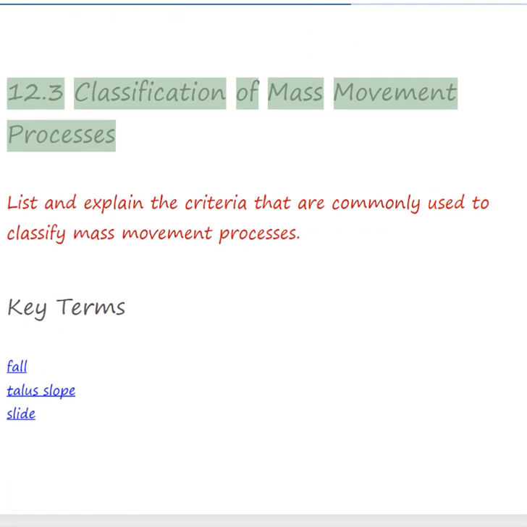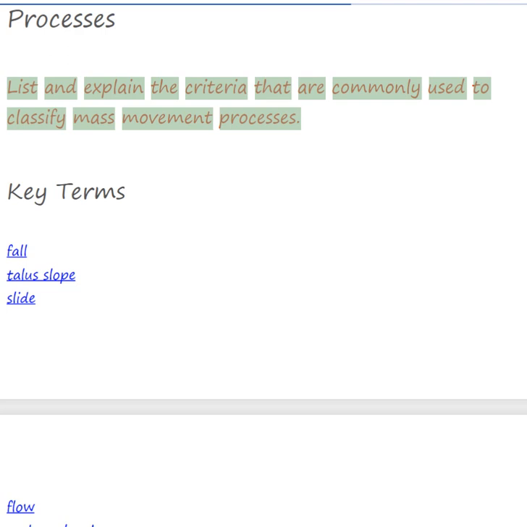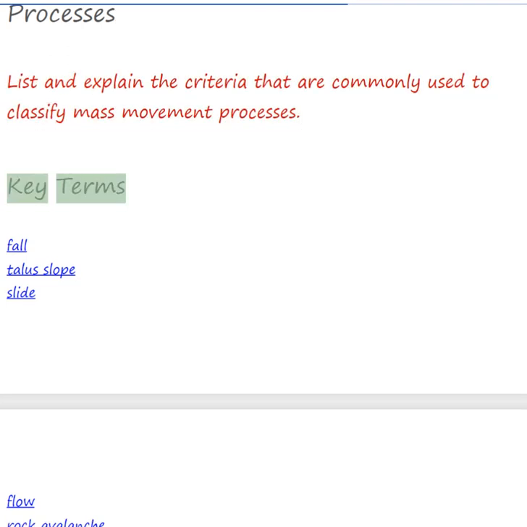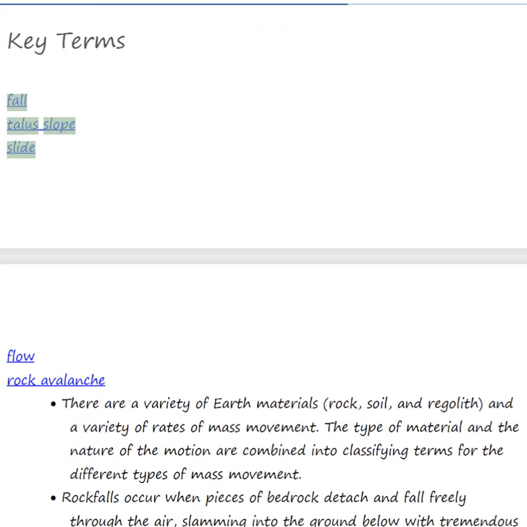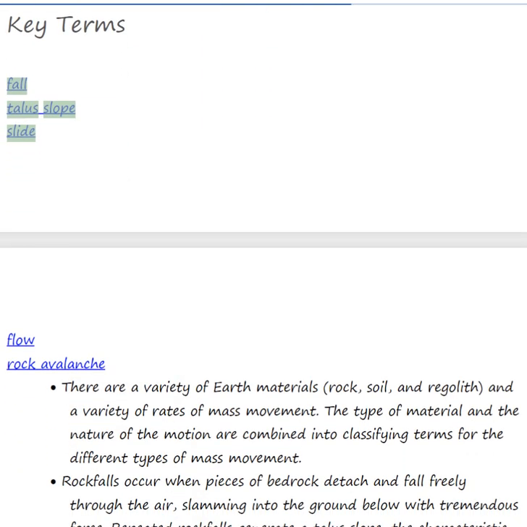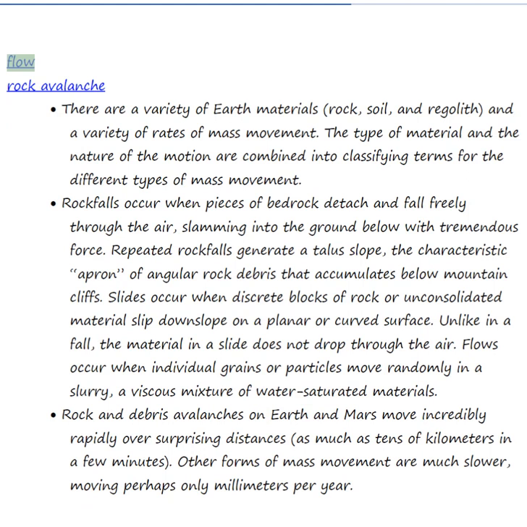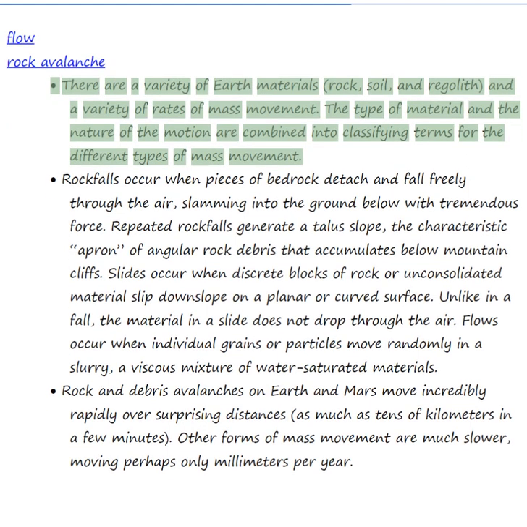12.3 Classification of mass movement processes. List and explain the criteria that are commonly used to classify mass movement processes. Key terms: fall, talus slope, slide, flow, rock avalanche. There are a variety of earth materials and a variety of rates of mass movement.